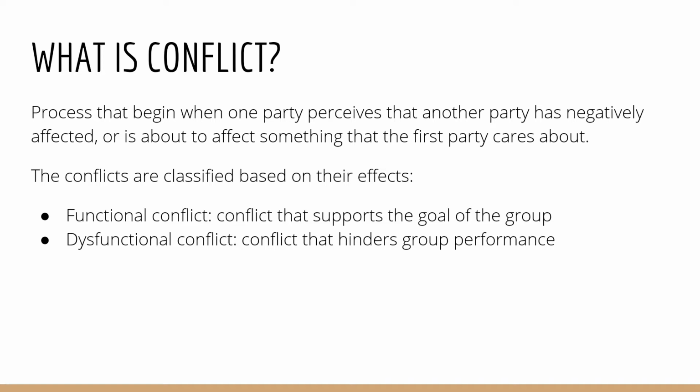Conflict is a process that begins when one party perceives that the other has negatively affected, or is about to affect, something that the first party cares about. Conflicts are classified based on their effects. The first is functional conflict, and the second is dysfunctional conflict. The first supports the goal of the group, and the second hinders group performance.